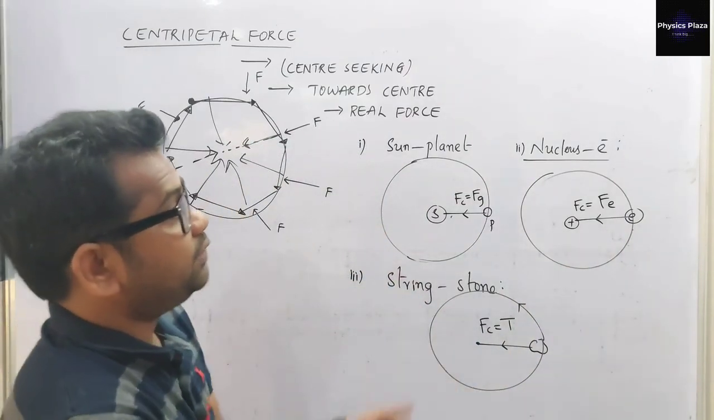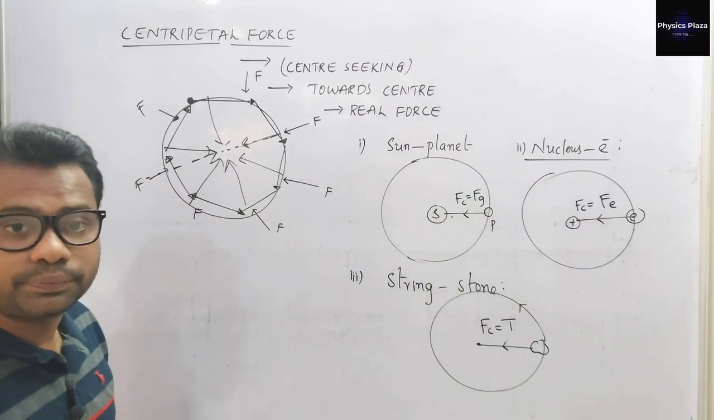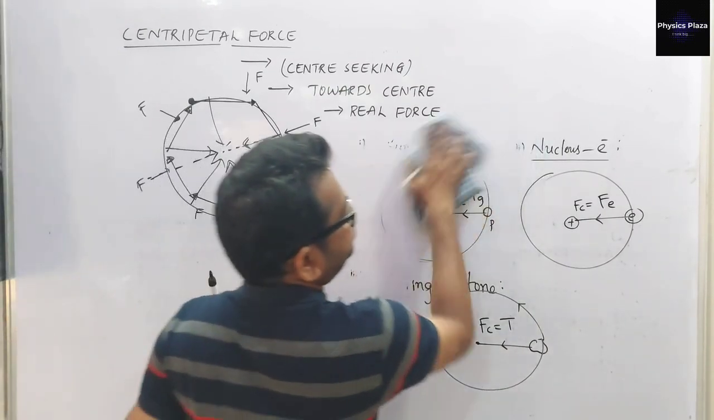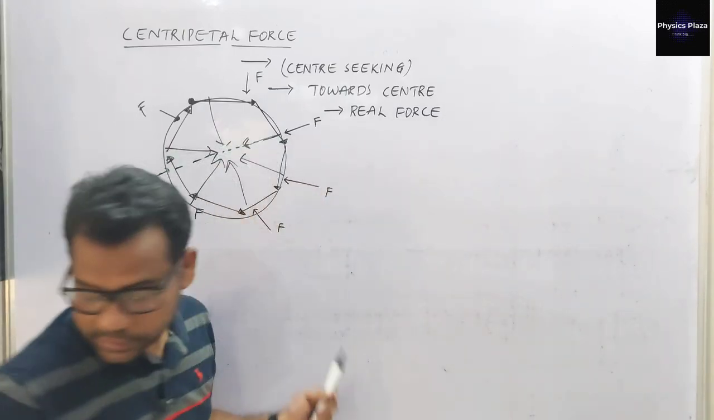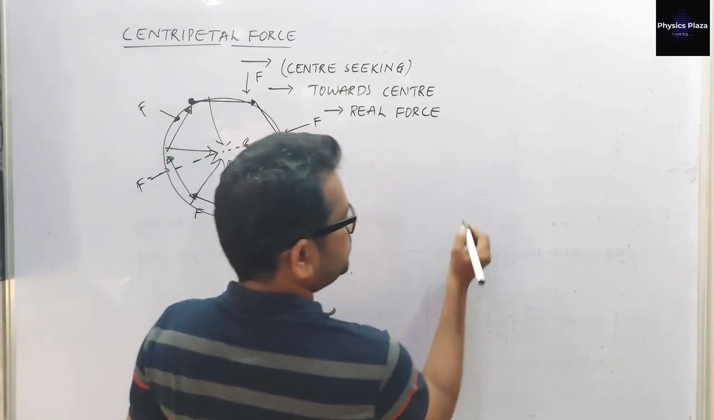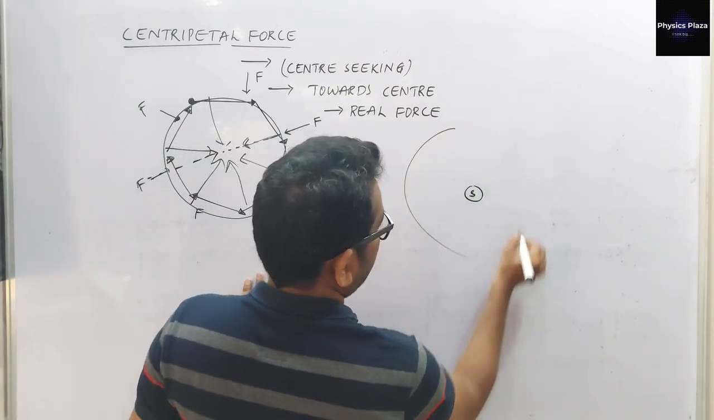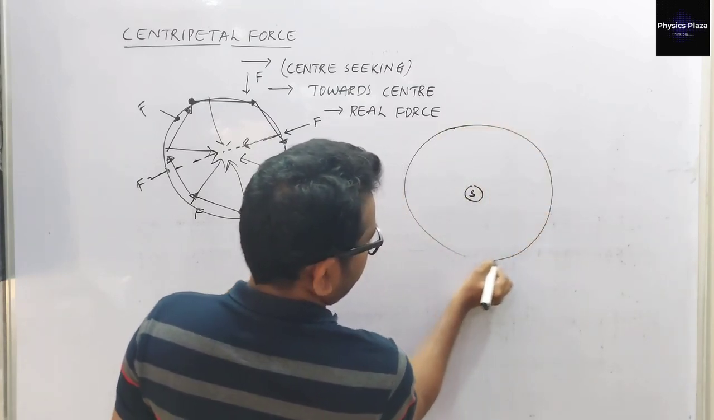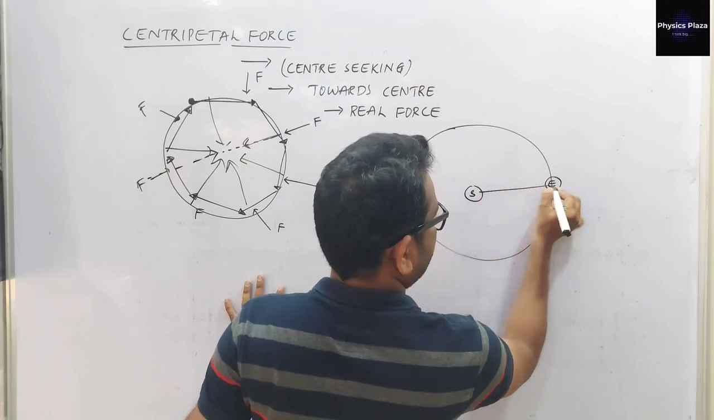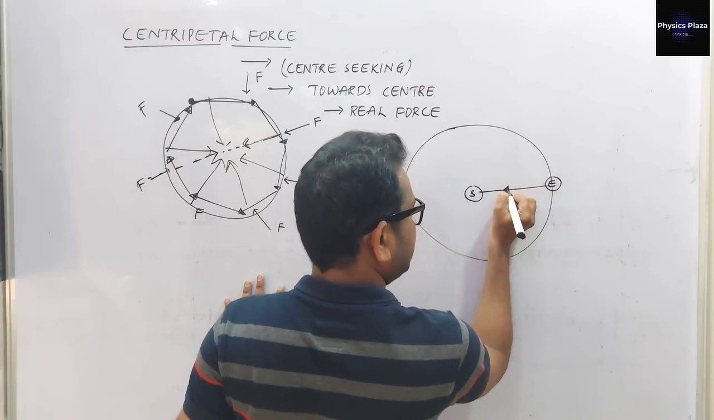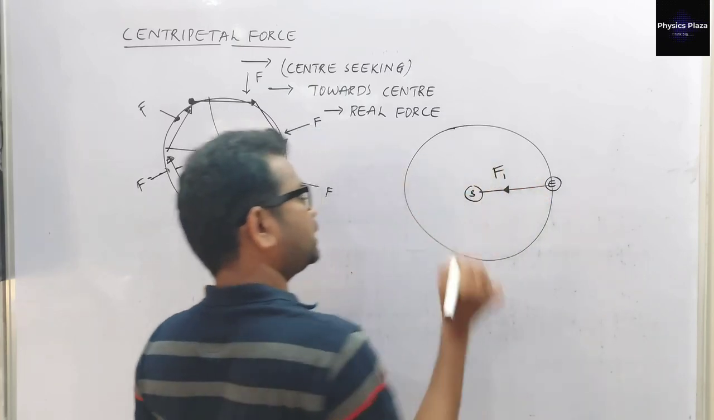But here, there will be one question for all of us. There will be a common question here. Let us take this. For suppose, here is sun, children. Here is earth, let us take here. So we know that there will be a centripetal force acting continuously. Continuously, let us say F1 is acting.